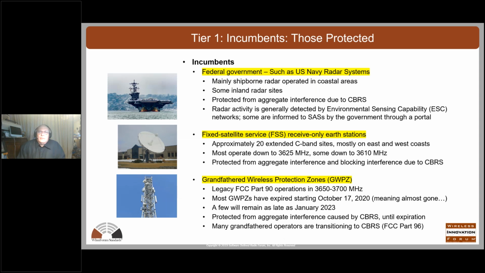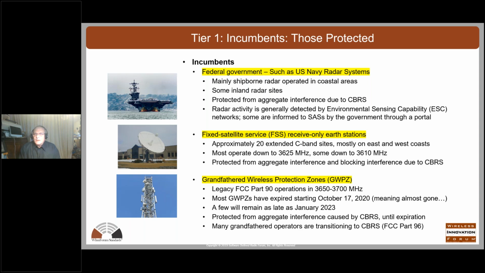So who are the incumbents and why are we protecting them? First and foremost, the number one incumbent in the band, and they show up primarily in the bottom 100 from 3550 to 3650, are the federal government, who has such uses as the U.S. naval radar systems. There are various kinds of radar systems that operate, and most of them are shipborne. And they operate along the coastal waters of the United States, though there are some that come inland.